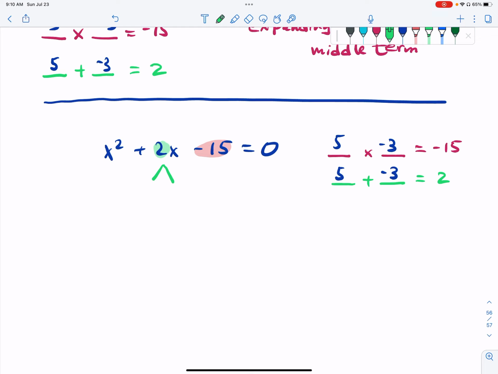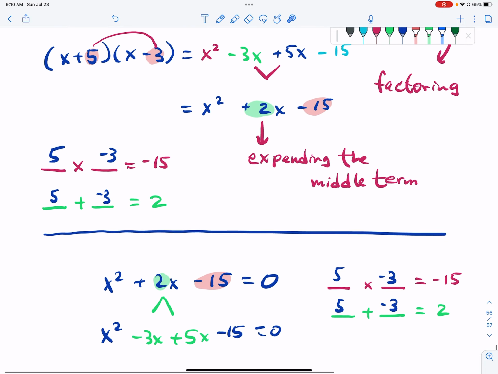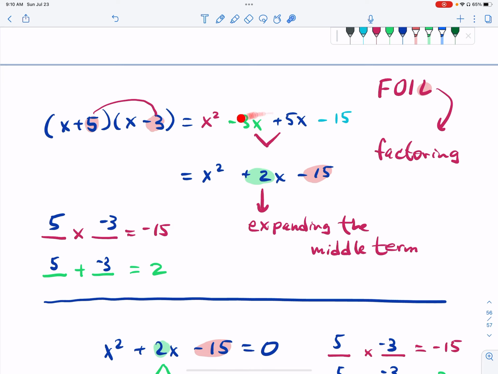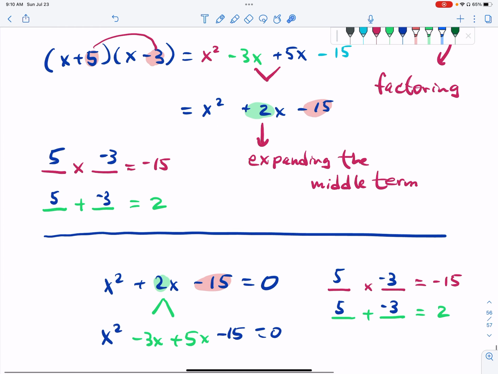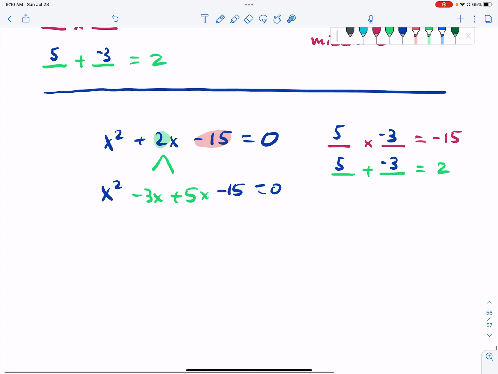So I'm going to rewrite this as a negative 3x plus 5x, because if I were to add those two together, I would get the 2x in my original quadratic. Now just bring down the rest of it, x squared, and then minus 15 equals 0, right? And essentially, that's exactly what just happened here. Again, factoring is FOILing backwards.